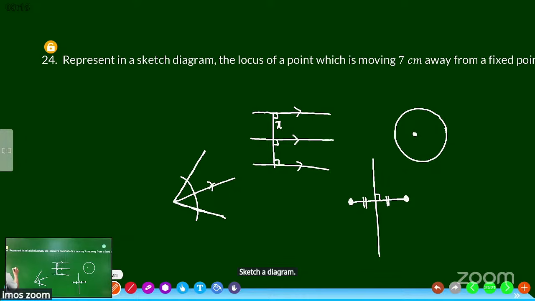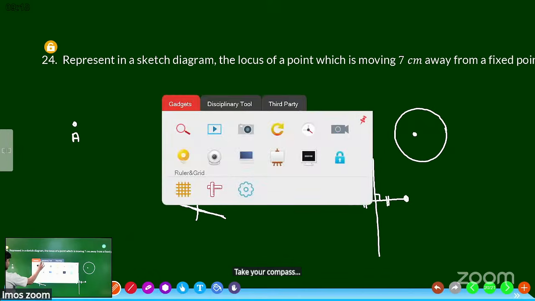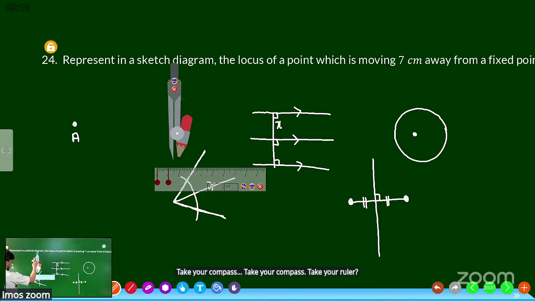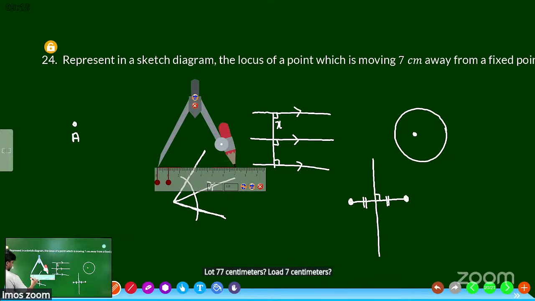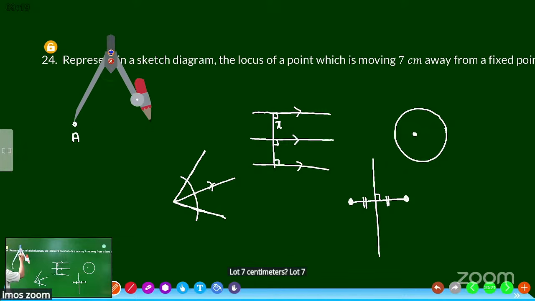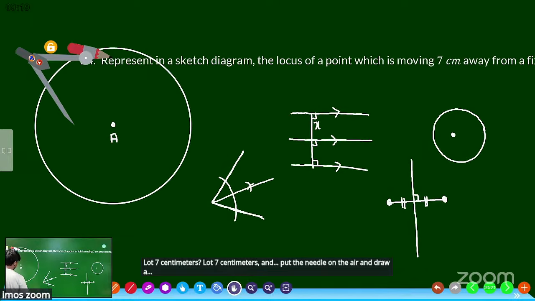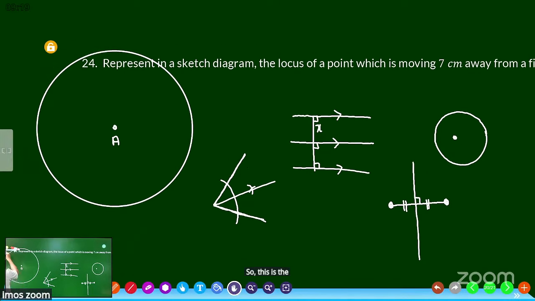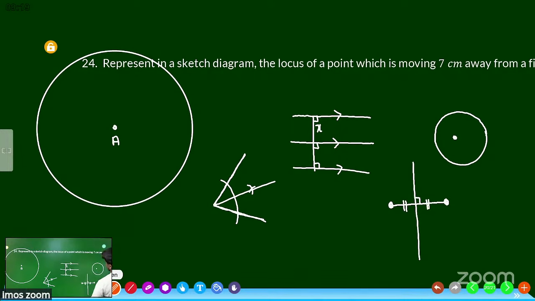Then make a sketch diagram. Take your compass. Take your ruler. Measure 7 centimeters, put the needle on A and draw a circle. So this is the locus of a point which is always 7 centimeters away from the fixed point. Right?